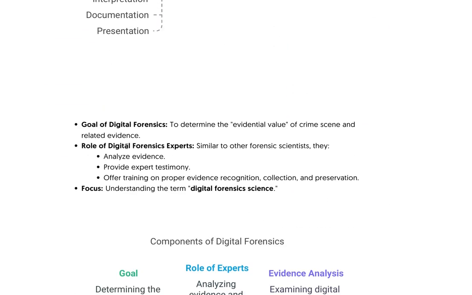The goal of digital forensics is to determine the evidential value of the crime scene and related evidence. The role of digital forensic experts is similar to other forensic scientists: they analyze the evidence, provide expert testimony, and offer training on proper evidence recognition, collection, and preservation. So we need to provide training to people on how the process has to go. Next, a focus of digital forensics is forensic science.